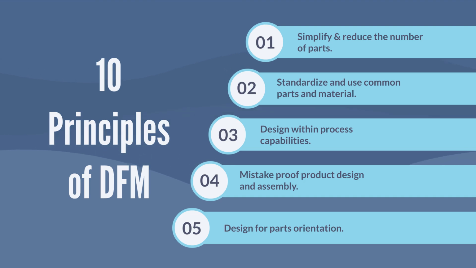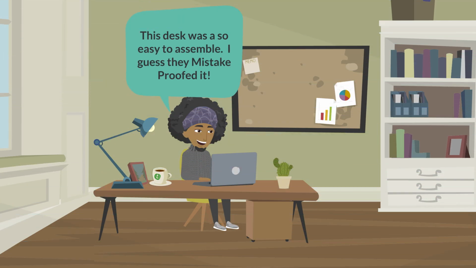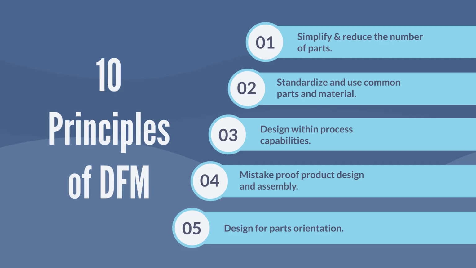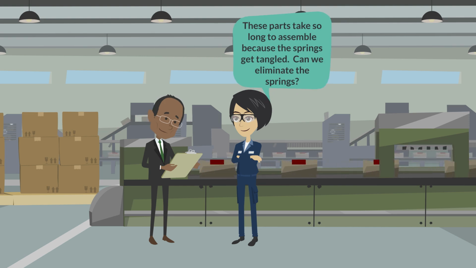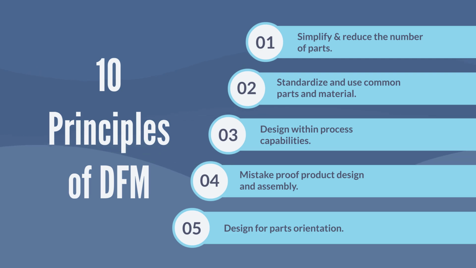Next, mistake-proof product design and assembly. Wherever possible, use poka-yoke. Make it impossible to put two parts together any other way but the right way. Design for parts orientation. Avoid parts which can become tangled, wedged, or disoriented. Parts should be designed with surfaces so that they can be easily grasped, placed, and fixtured.